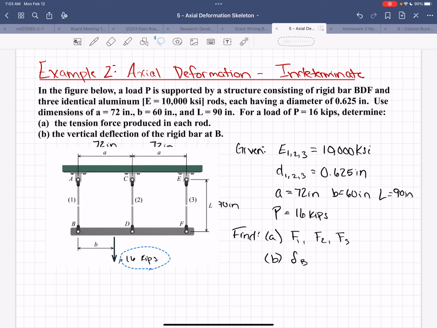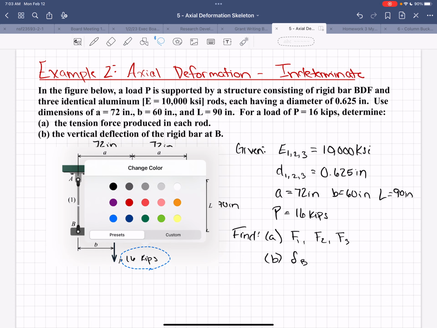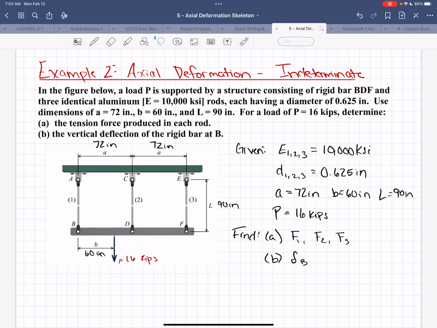So let's make that red. Well, we'll draw a free body diagram. Okay, so we're supposed to find the tension force produced in each rod. So 1, 2, 3. And the vertical deflection of the rigid bar at B. So how much does B deflect?